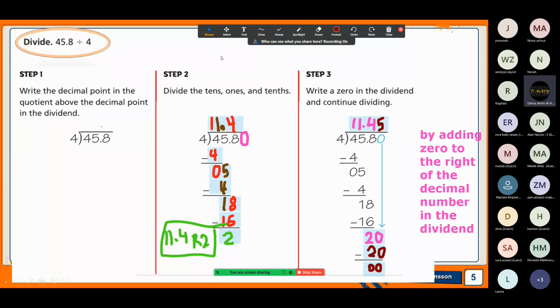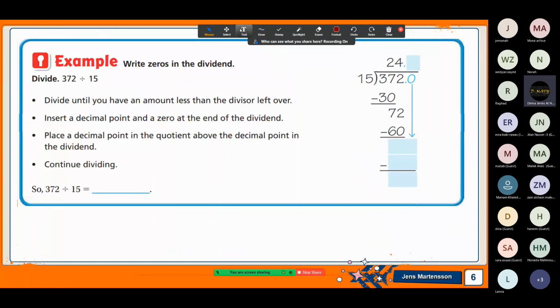Let's see this example now. First of all, we have 372 divided by 15. They say that 37 divided by 15 is approximately 2. 2 times 5 is 10. 2 times 1 is 2, plus 1 is 3. Then the remainder is 7. Then they bring down the 2. Then we have 72. 72 divided by 15. They say that it's 4. 4 times 15 is 60.